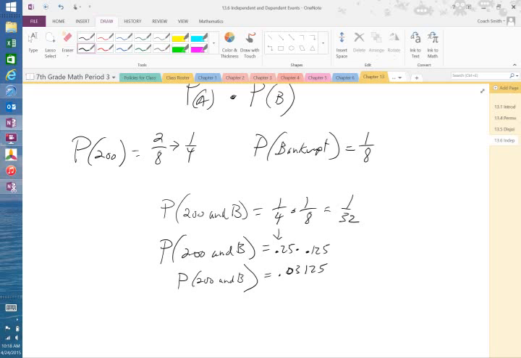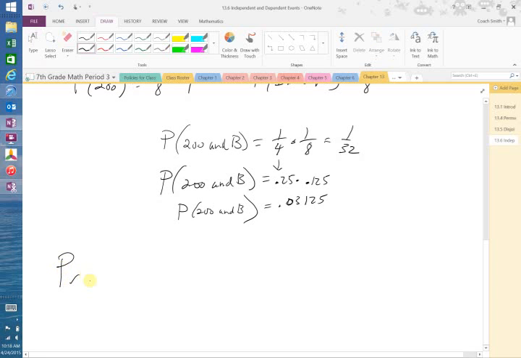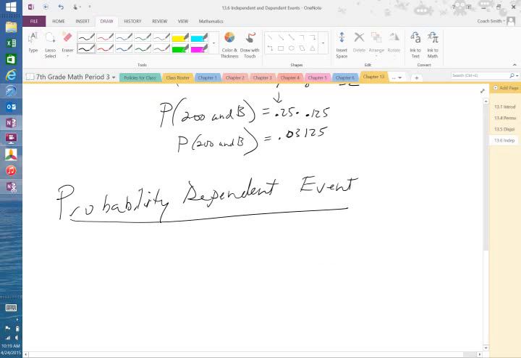All right, now, probability of a dependent event. These are very similar in their formulas. Now, the probability of a dependent event is going to be the probability of A times the probability of B given A happened or occurred.